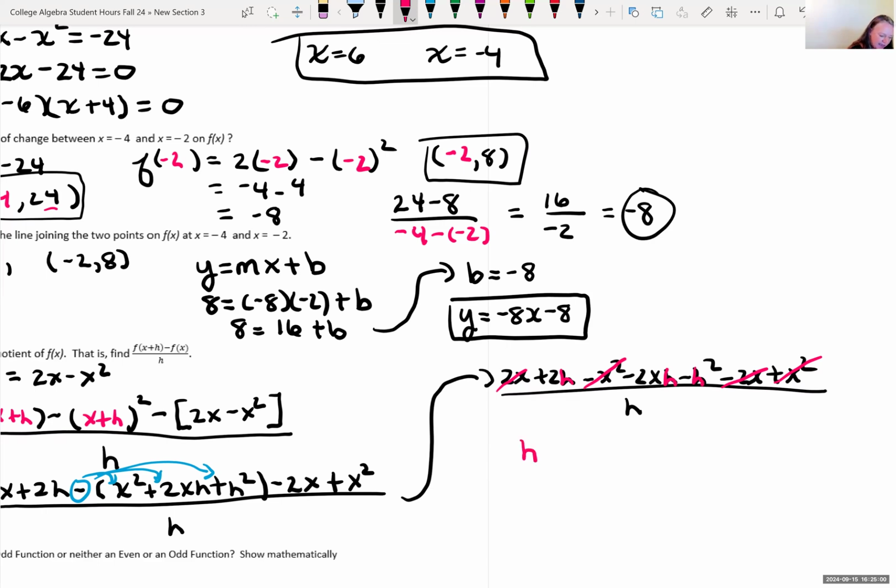So I can factor out the h in the numerator. And if I do so, I would be left with h times 2 minus 2x minus h all over h. Now that we had rewritten this so it's multiplication, in between that h and that parentheses, we can cancel our h's out, and our difference quotient we found was 2 minus 2x minus h.